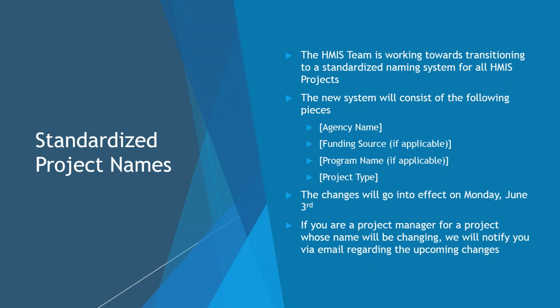We hope to have these changes go into effect on Monday, June 3rd. What we're getting ready to do right now is start sending out emails to project managers if the project will be changing at all. Most of the changes are going to be very slight changes. We're just adding an additional acronym, maybe adding the funding source or adding the project type. So if you are a project manager and your project is going to be changing at all, we will be notifying you via email so you are aware of the upcoming changes, and we'll let you know when they are going to go into effect.